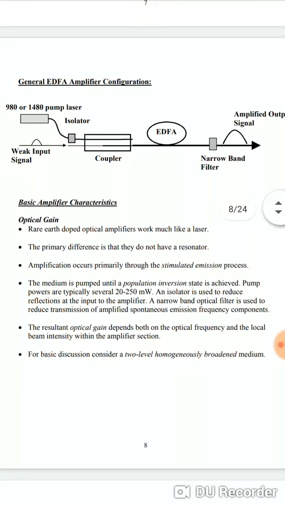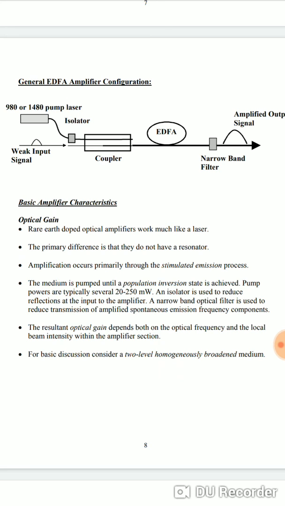Then in the diagram it is shown what is the general EDFA amplifier configuration. So how it is configured in the practical application. Firstly, the weak input signal is given through the coupler to the EDFA amplifier. All of us know that device, coupler. We have seen that in the optical joints. A coupler is a device which is used either to combine the signals or to split the signals. So for the EDFA amplifier, the input is given through the coupler.